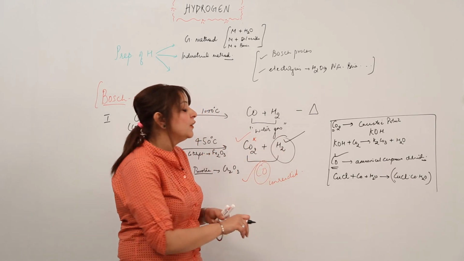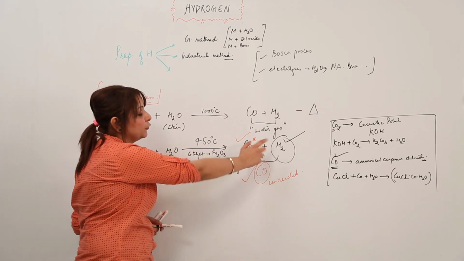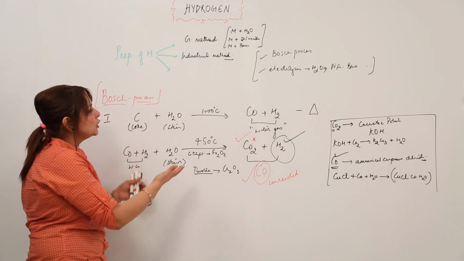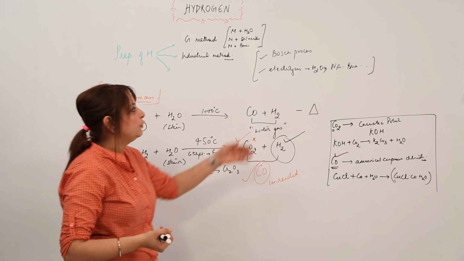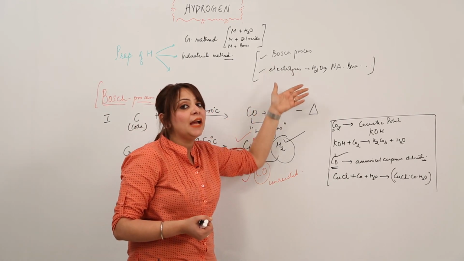So this is how we get the pure hydrogen as an industrial method of preparation of hydrogen, right? So this is how we get the hydrogen gas. It is not the only method, as I told you. There are a few more substances which can be electrolyzed and we can get hydrogen, right?